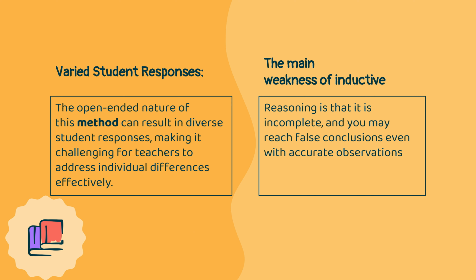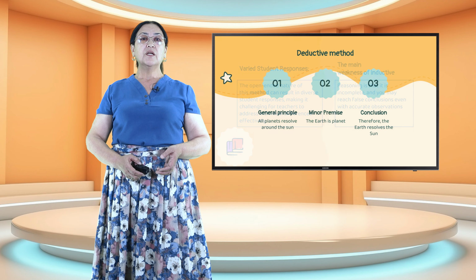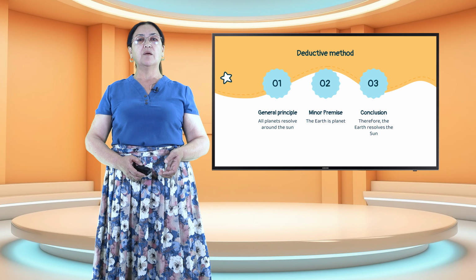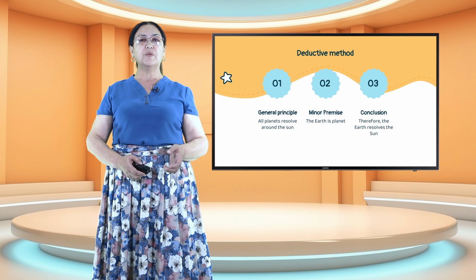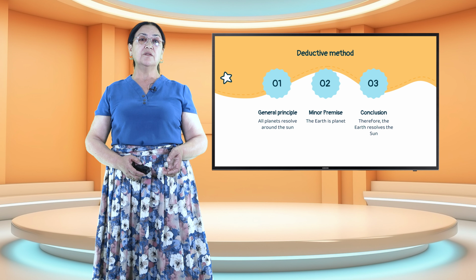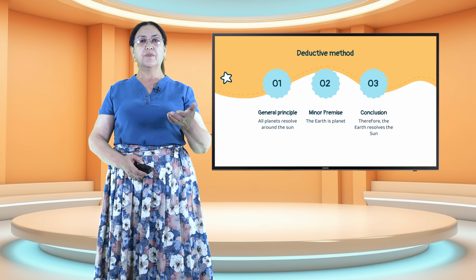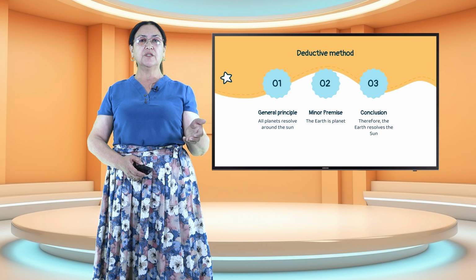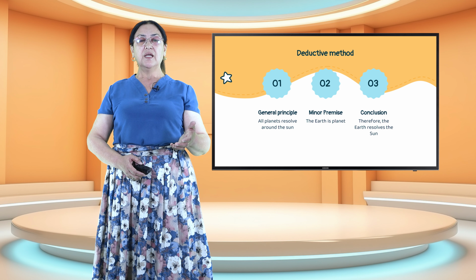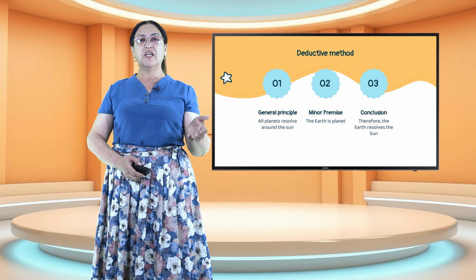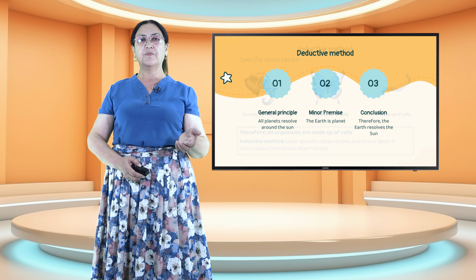even with accurate observations. So let's see some examples. Here is the deductive method. In the deductive method, first of all, we give general principles. For example, all planets revolve around the sun. And the minor premise is the Earth is a planet. And the conclusion is, therefore, the Earth revolves around the sun.